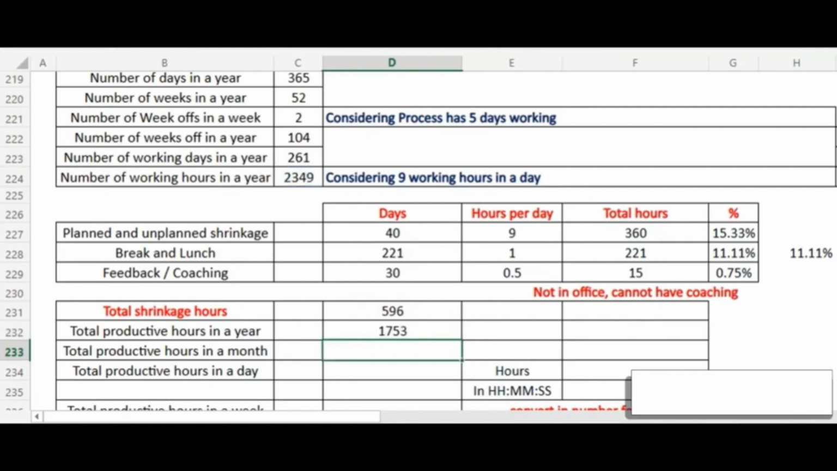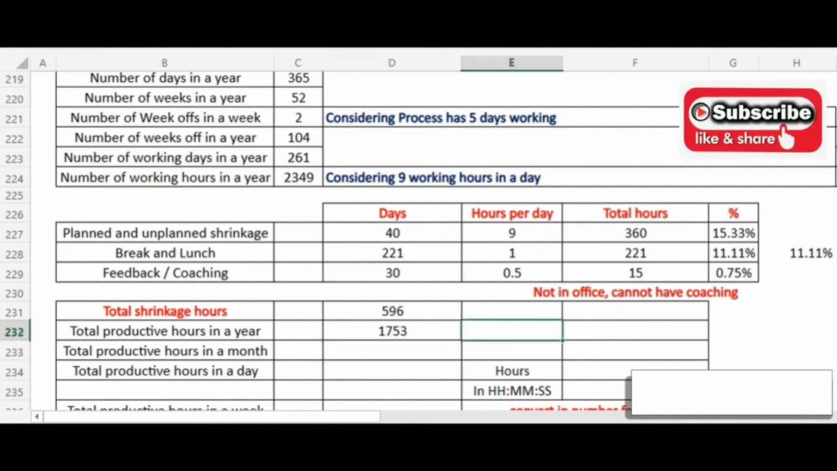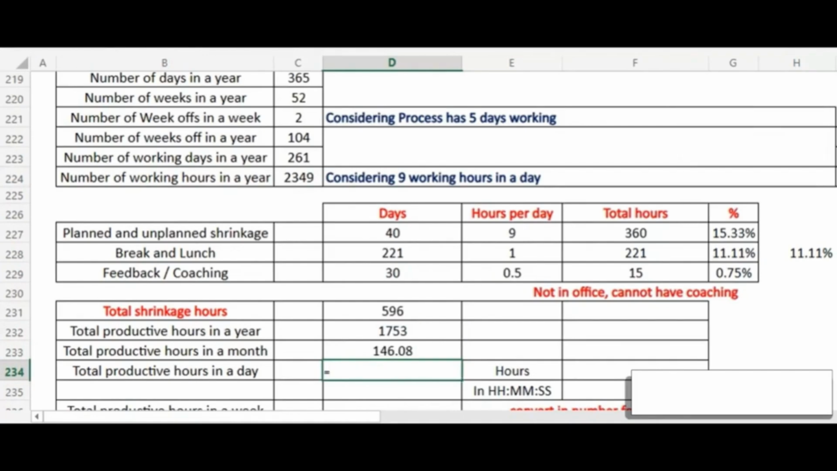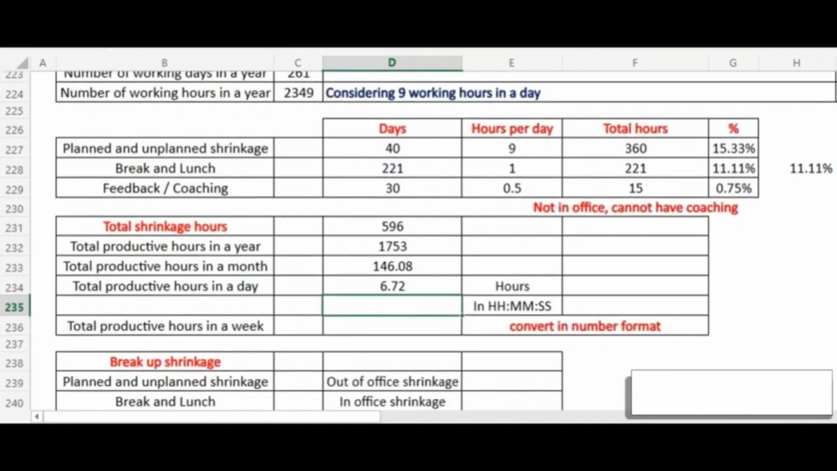Total productive hours in a month would be your 1753 divided by 12, 146.08. Total productive hours in a day would be your total productive hours in a year divided by 365 multiplied by 7 divided by 5, 6.72 hours that we would have in a day wherein the agent has to work.